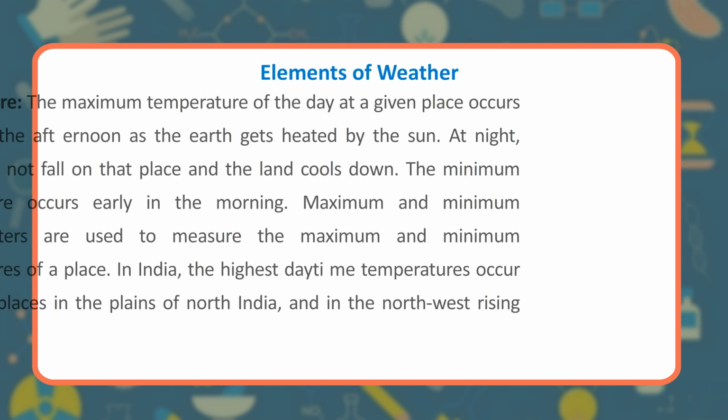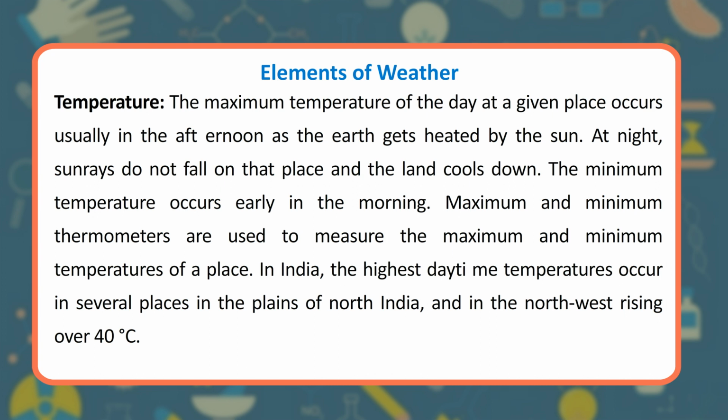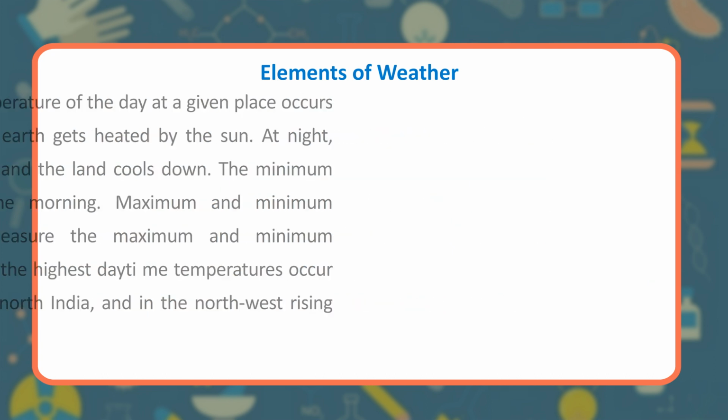Elements of weather. Temperature. The maximum temperature of the day at a given place occurs usually in the afternoon as the earth gets heated by the sun. At night, sun rays do not fall on that place and the land cools down. The minimum temperature occurs early in the morning. Maximum and minimum thermometers are used to measure the maximum and minimum temperatures of a place. In India, the highest daytime temperatures occur in several places in the plains of North India and in the northwest, rising over 40 degrees Celsius.